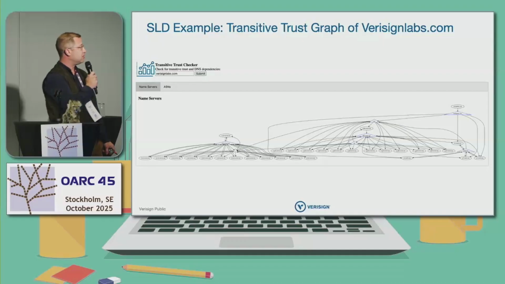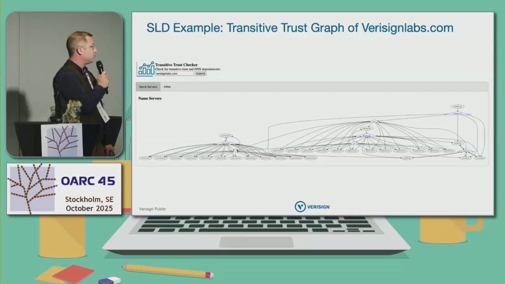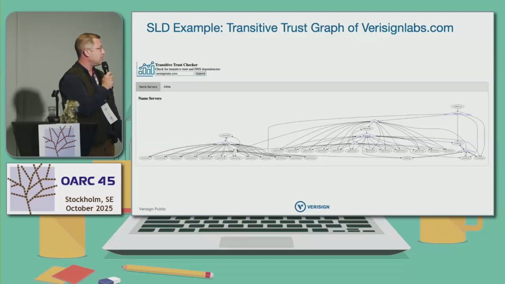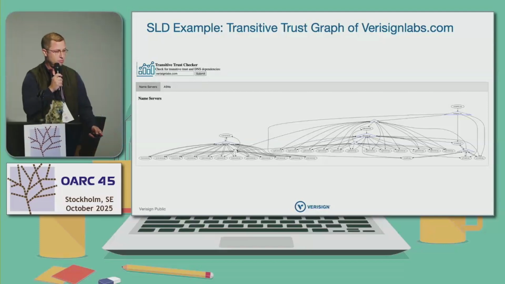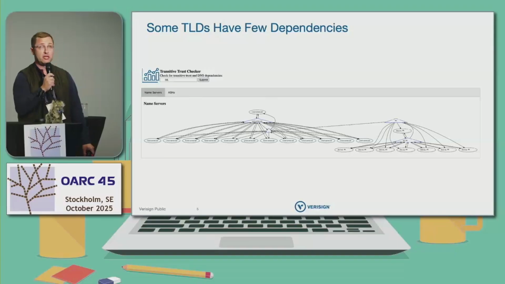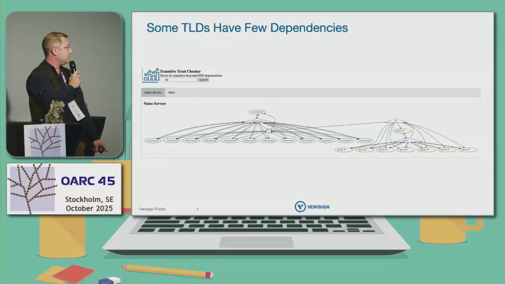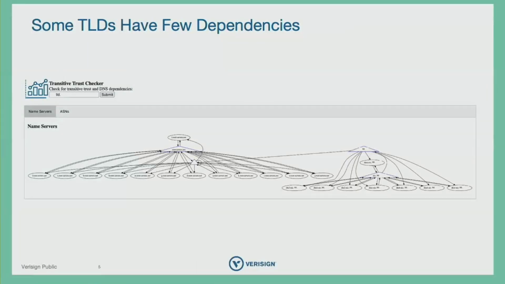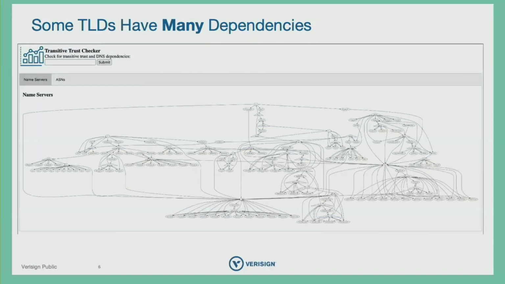So if we take a look at a simple transitive trust example out of the tool, here we can see Verisign Labs transitive trust graph. It's going from the root to rootservers.net over to GTLD servers, ultimately going to NSTLD, and then verisignlabs.com. You can have simpler transitive trust graphs. Here's one for a simple in-domain TLD. It has the standard again from the root to rootservers.net, as well as the TLD and all the in-domain name servers within that.